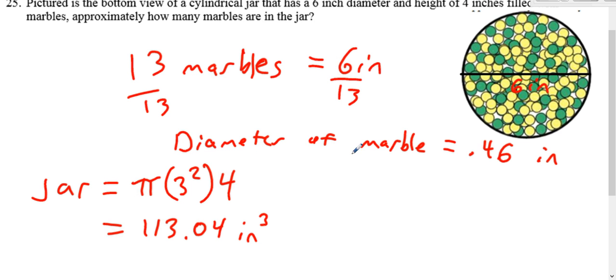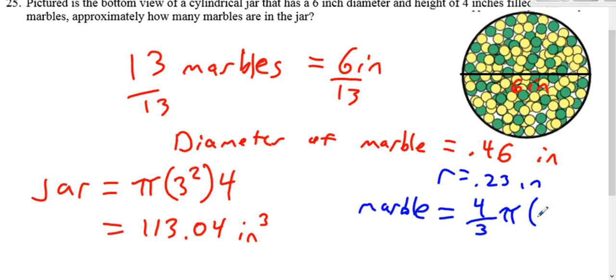Then you can figure out if the diameter of a marble is 0.46, that means that the radius is 0.23. So the volume of a marble, it's a sphere, so 4/3 pi r cubed. So you get that the volume is about 0.05 cubic inches.